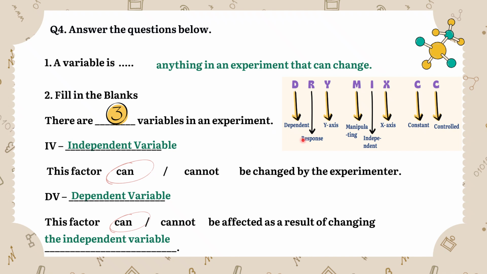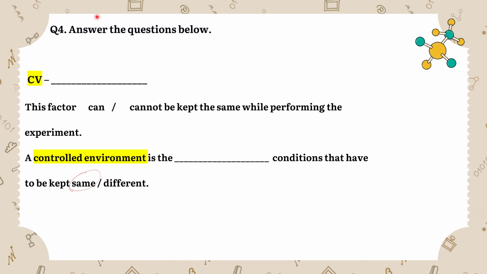So this trick is very useful. Do remember this trick. Now the next question is: CV stands for... CV stands for controlled variable. This factor can/cannot be kept the same while performing the experiment. If we go back to the trick that we have learned, we know that CV is nothing but the controlled variable. Whatever you are keeping constant, that is the same, is nothing but your control variable. So we can actually control this particular factor.